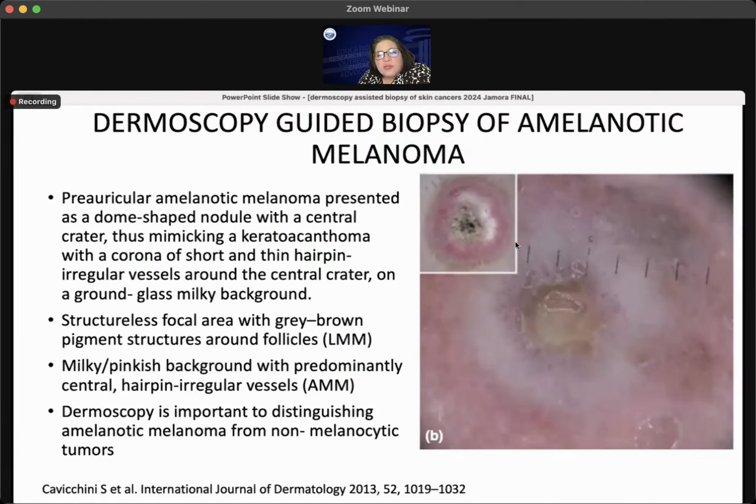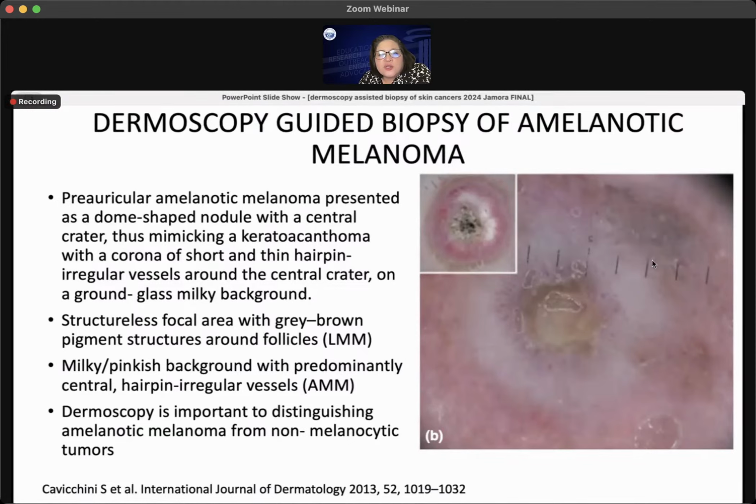So for amelanotic melanomas, this particular lesion here looks like a keratoacanthoma. You see that central crater, and then you see these hairpin vessels here, which seem to be surrounded by whitish structures, which are typical for keratoacanthoma. However, in this amelanotic melanoma, you will see pigmentation here.